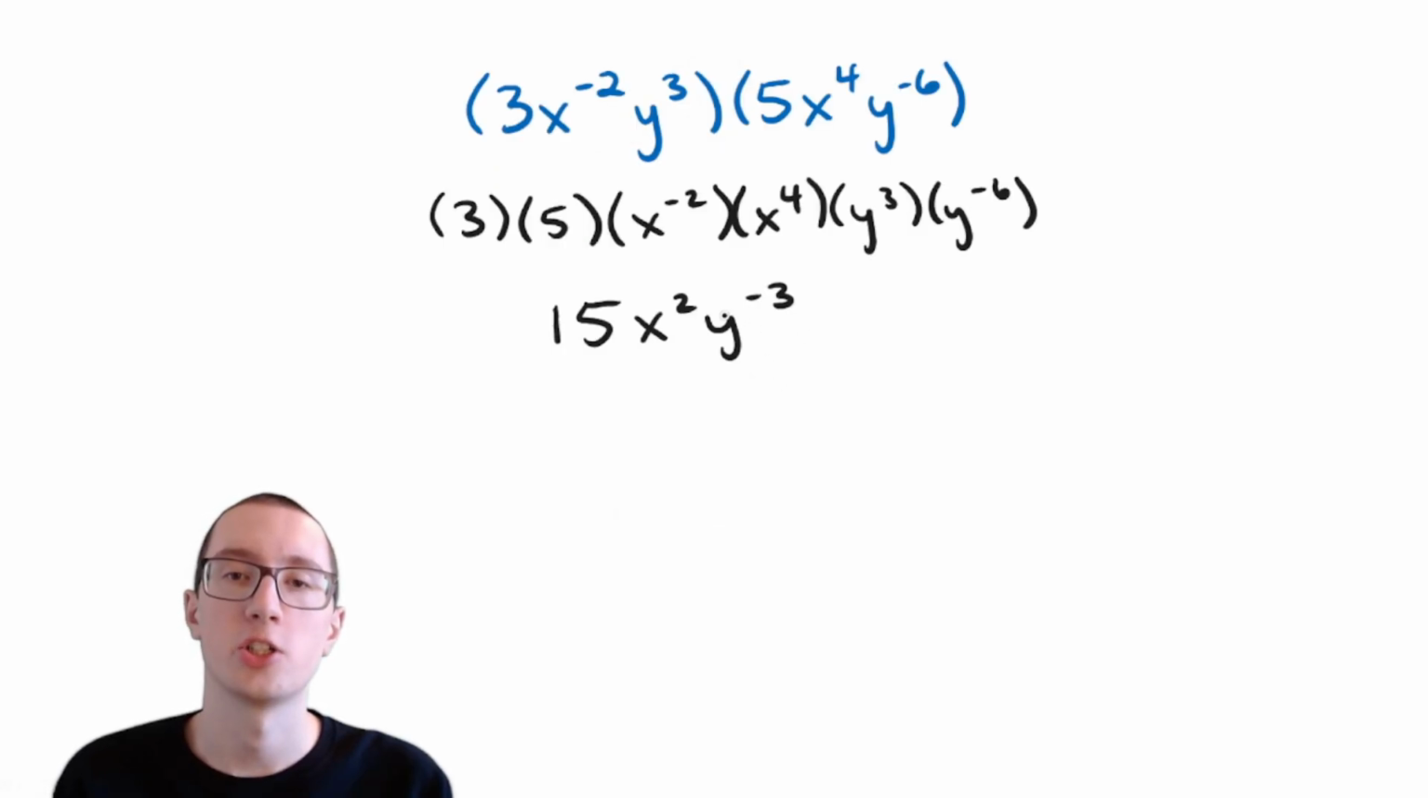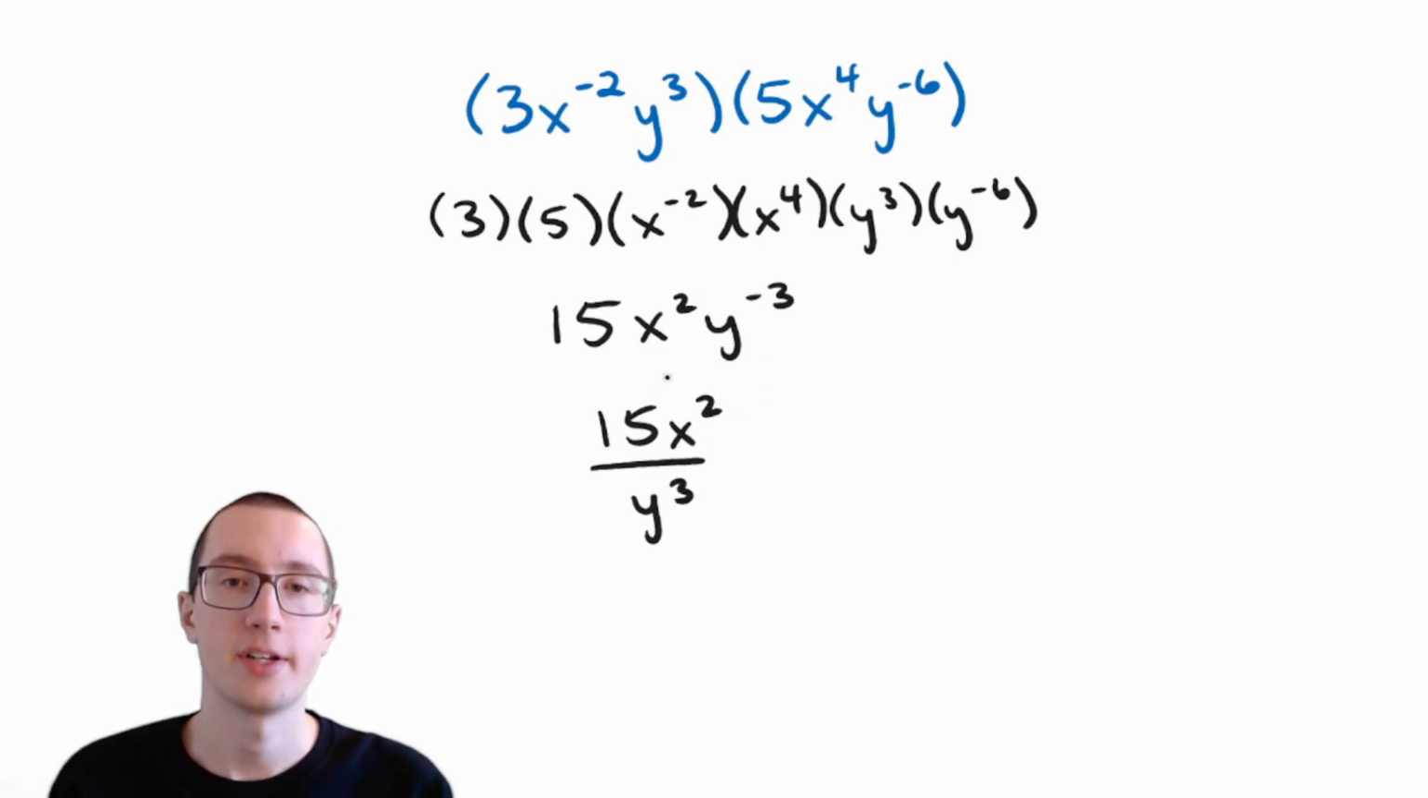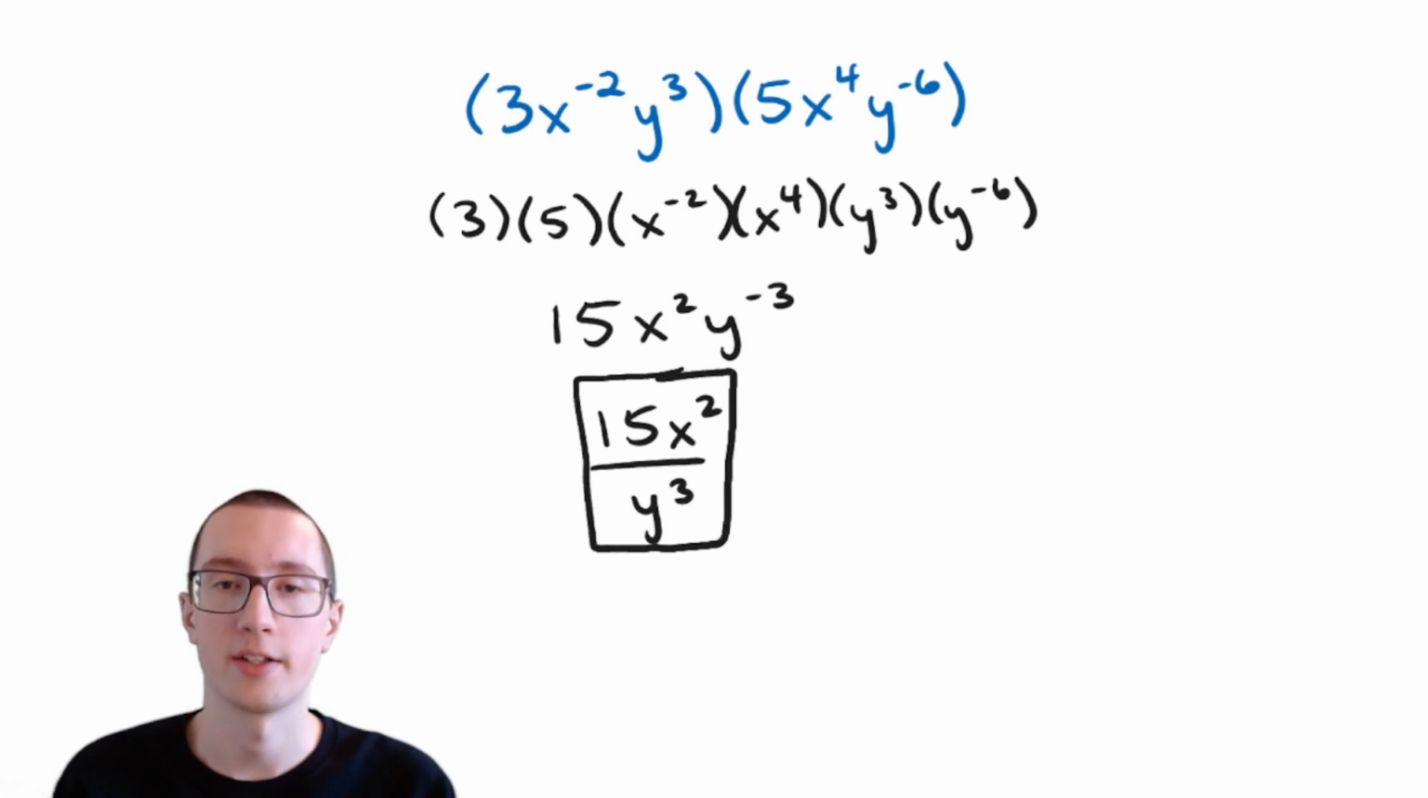So what we can do is we can just put this y to the minus 3 in the bottom of a fraction. So we'll have 15 x squared and then over y to the 3rd. So there you go, our final answer, and this is our simplified version of this thing at the top. 15x squared over y to the 3rd.